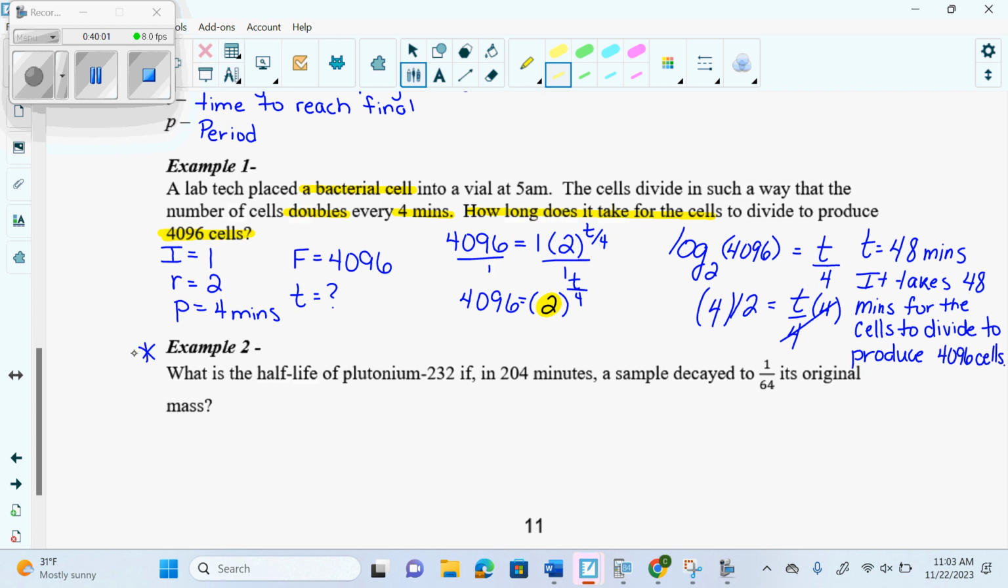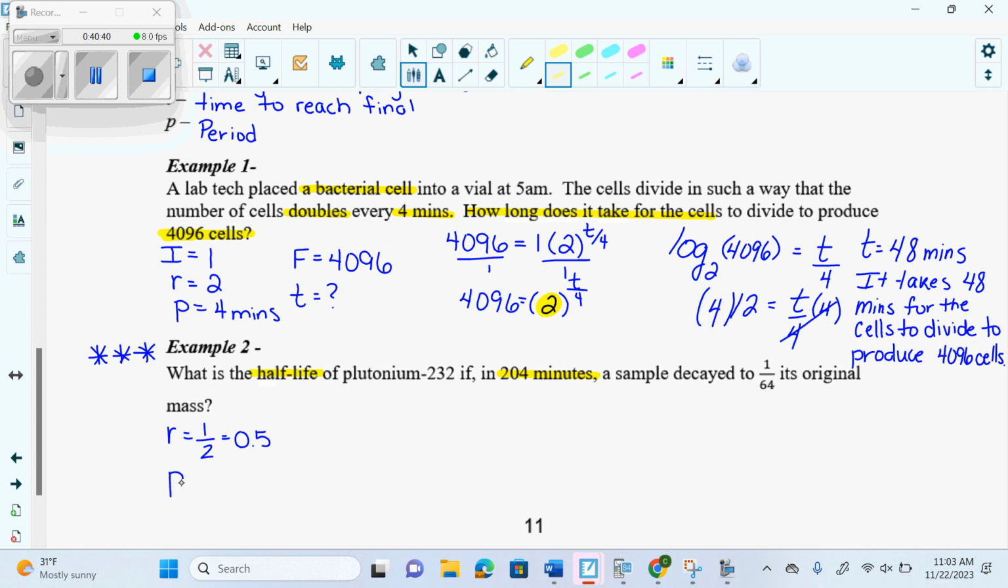The next one I'm just going to start because people get stuck on this one because I don't actually give an initial value. So this one here says, what is the half-life? Where does that go in for? R is a half. Or I could put 0.5. Of plutonium-232. 232 doesn't appear anywhere in your question. That's an isotope. It's lovely. It's great. The number doesn't appear anywhere. Plutonium-232. If in 204 minutes a sample decayed to 1/64th of its original value, it wants what is the half-life?